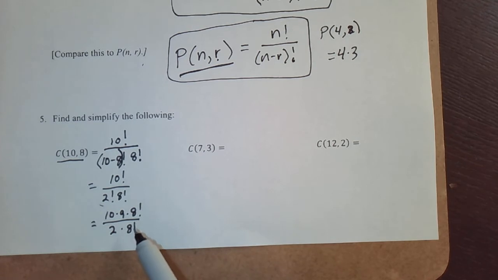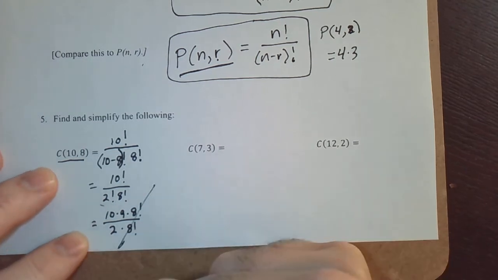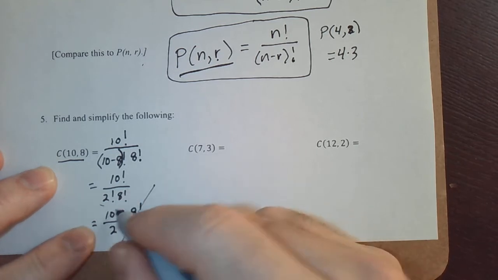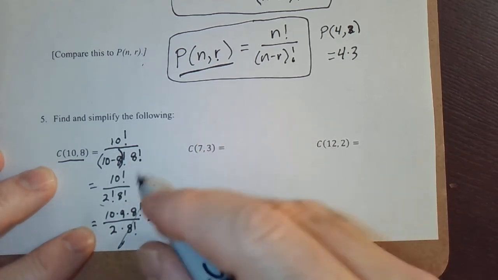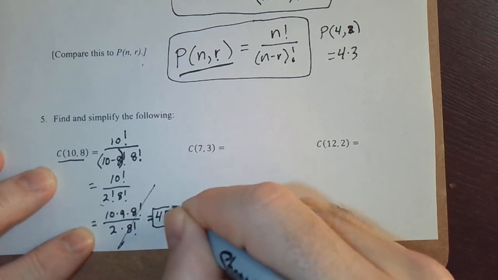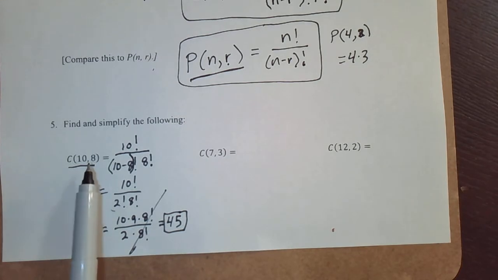8 factorial is 8 factorial, but on top I wrote 10 factorial, which is 10, 9, 8, 7, 6, 5, 4, 3, 2, 1 all multiplied together. I wrote that as 10 times 9 times 8 factorial, which goes from 8, 7, 6, 5, 4, 3, 2, 1 multiplied together. And now I'm able to cancel those. So this is equal to, let's see, 10 times 9 is 90, over 2 would be 45. So this is equal to the number 45.